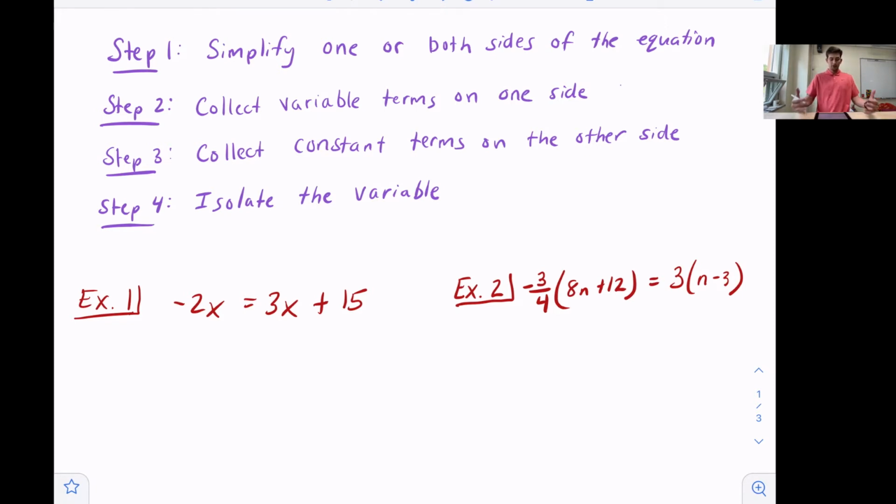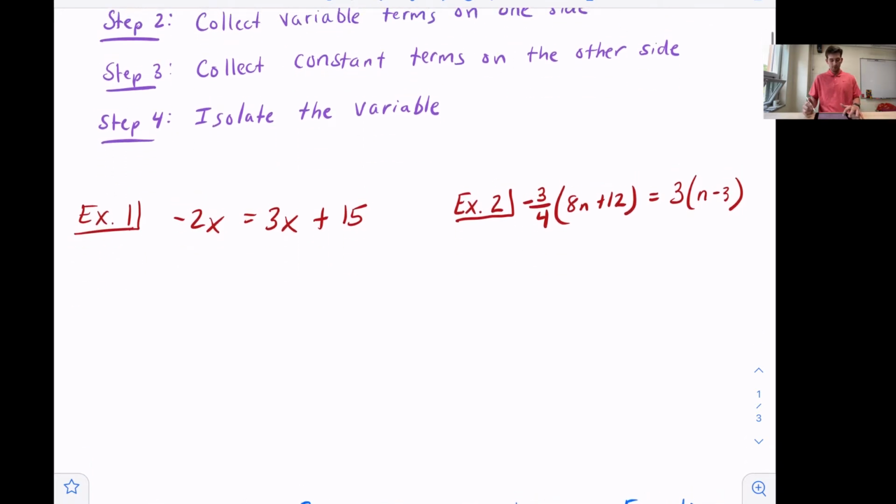Step 1 is simplify one or both sides of the equation. Step 2, we want to collect the variable terms on one side of the equal sign. We want to collect the constant terms on the other, and then we're just going to isolate the variable. So here we go, a couple examples that we'll look at.